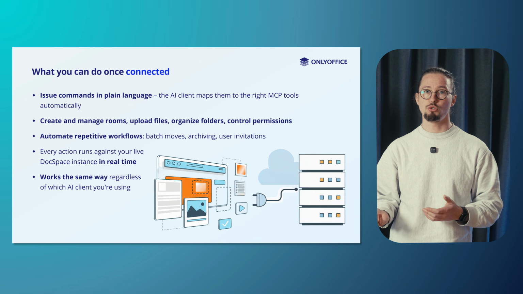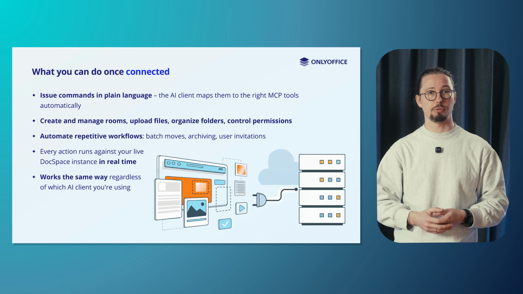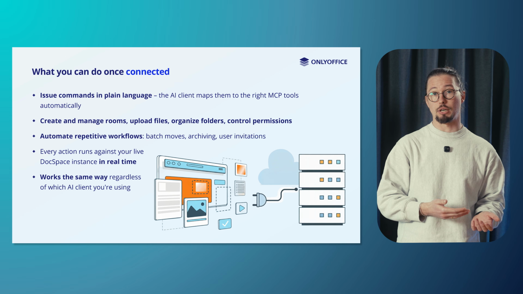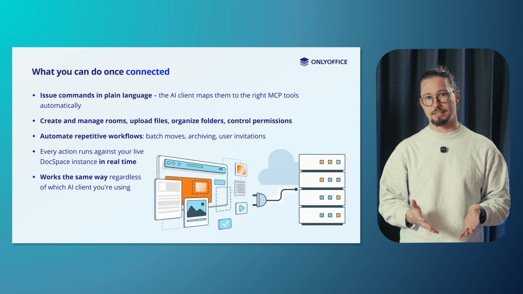Create a new project room and invite Anna with editor rights. Upload this file to My Documents. Archive the Q3 campaign room. The AI client maps these to the right MCP tools automatically.